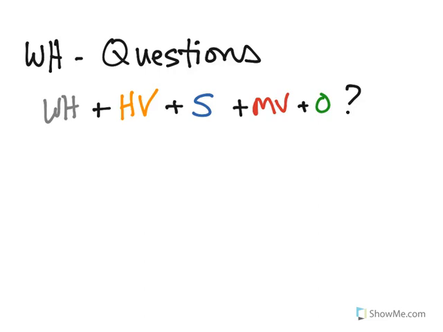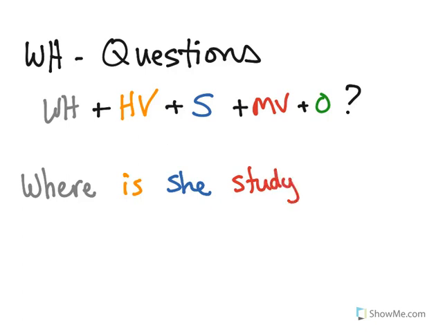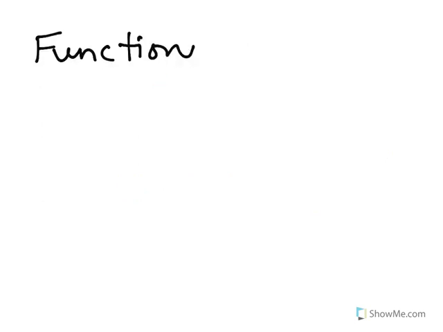So going back to our example before, we might say, where, and then we're going to start with the helping verb, where is she studying? Let's go back to English this time. Where is she studying English? She's studying English at Harper. Okay. So remember, the answer to WH questions is always going to be some information.